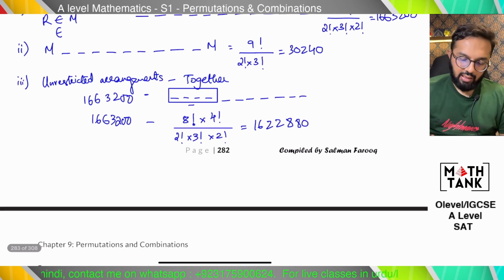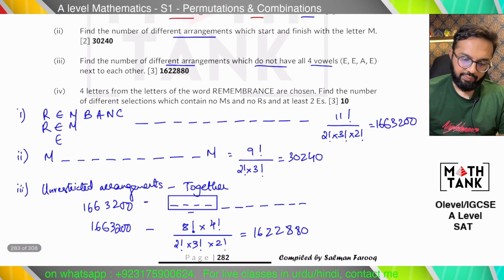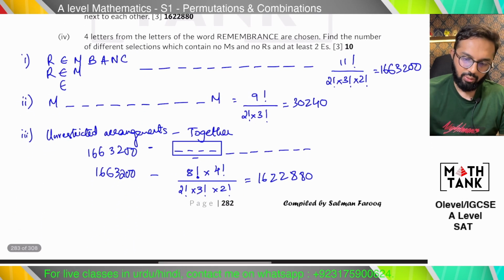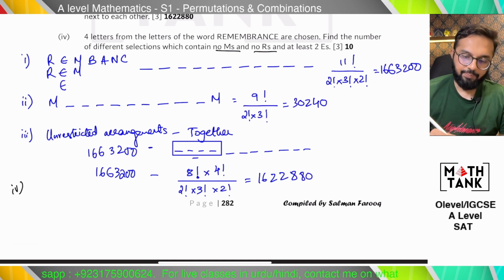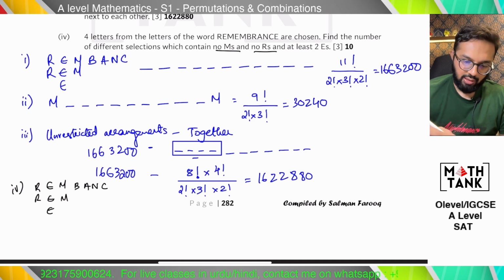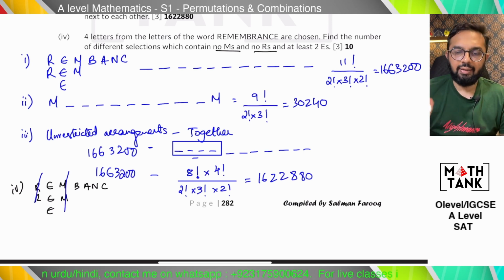Okay. Then the last part says four letters of the word remembrance are chosen. Find the number of selections which contain no M's, no R's, and at least two E's. Okay, so let's talk about that. R R E E E M M B A N C. No M's, no R's, and at least two E's.